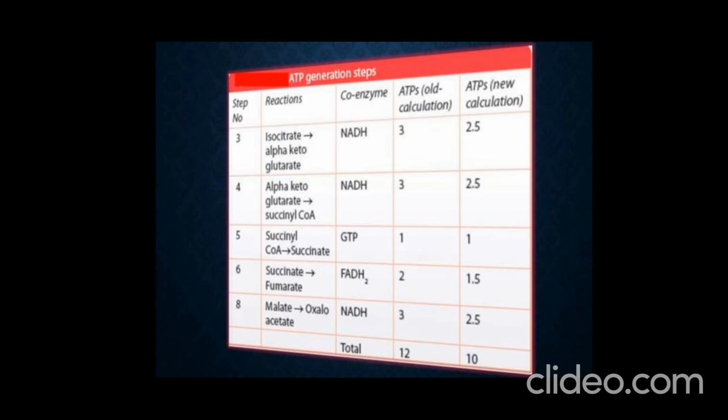So as per this tabular column, the total number of ATP generation steps is 12 according to old calculation, and in newer calculation it is calculated as 10. So these are the most important steps where the ATP is formed.